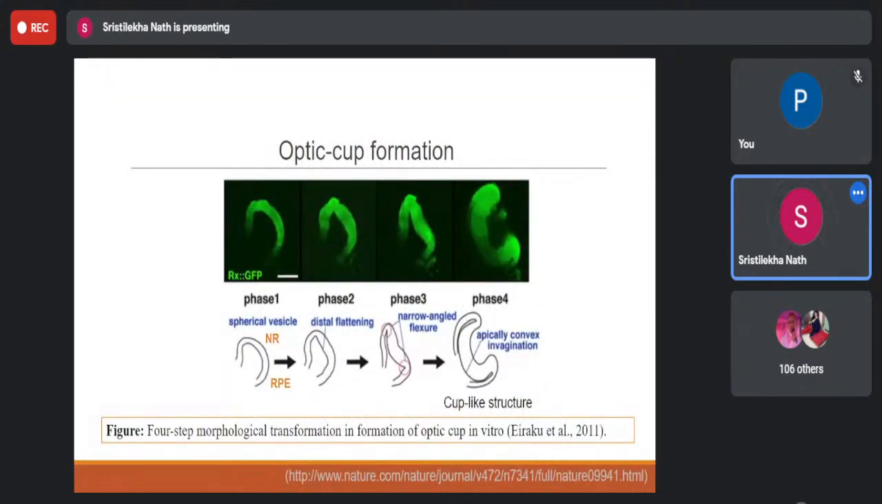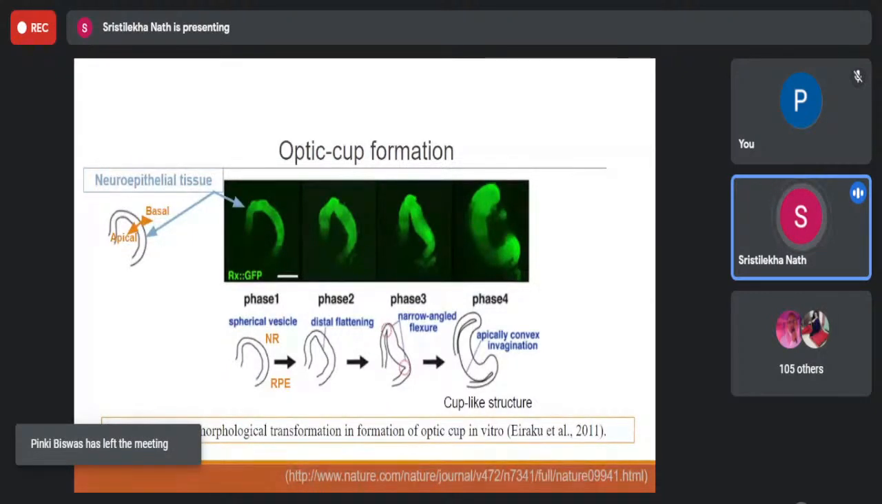And this is the morphogenetic process that was carried out years ago. Here the green sheet-like structure is nothing but the neuroepithelial tissue. In this tissue, I'll give you the polarity, because it is important to know the polarity when it starts its morphogenetic events. Here we can see that the apical surface is the inner wall and the basal is the outer wall. They have categorized the morphogenetic processes into 4 phases.